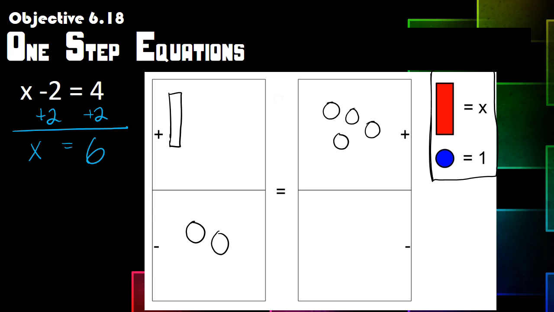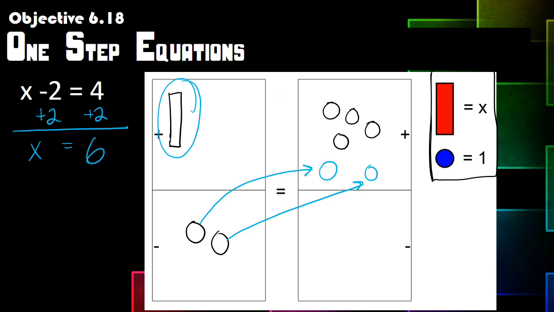Now our goal is to get our variable x by itself. In order to do this, we need to move our friends. If we're taking away 2, we're going to do the opposite. So we're going to add 2 to both sides. The way this is going to look is we're just going to move our 2 circles over.